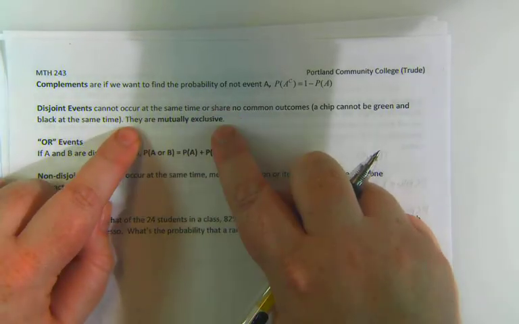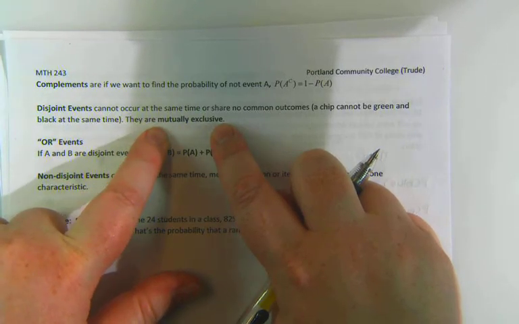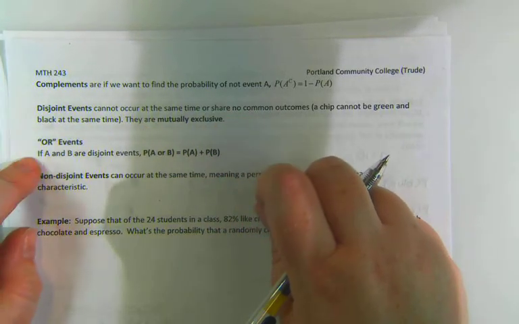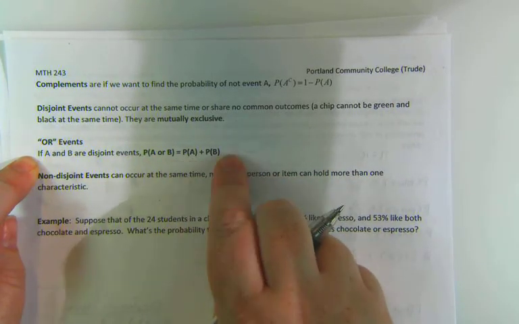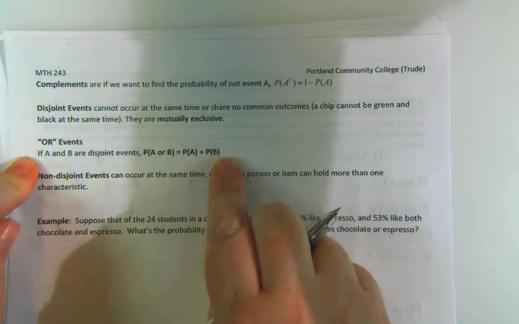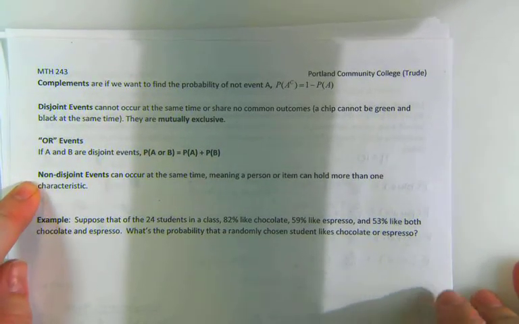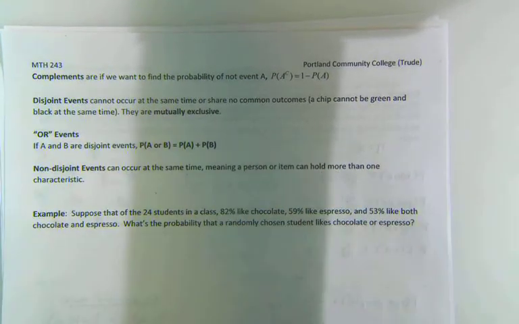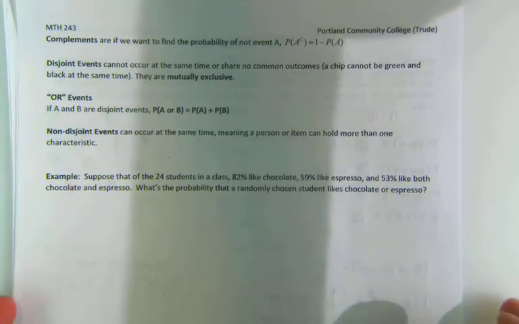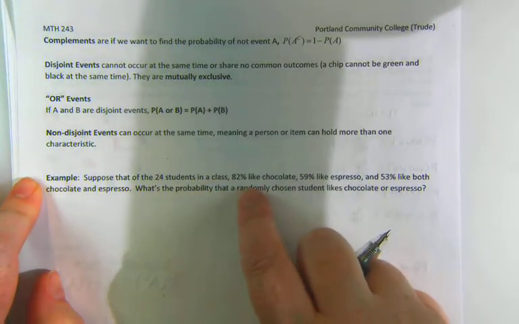And let's see, with our complements, probability of not some event, you take 1 minus the probability of that event. Disjoint, they have no common outcomes. They can't happen at the same time. And another word used for disjoint is mutually exclusive. So if A and B are disjoint, if we're looking at OR events, then you just add them together.